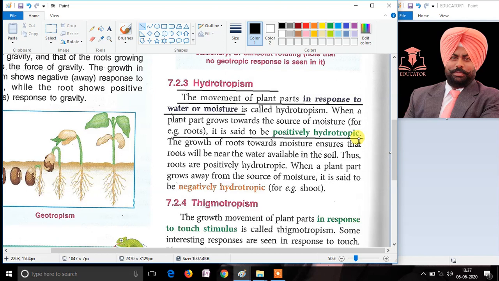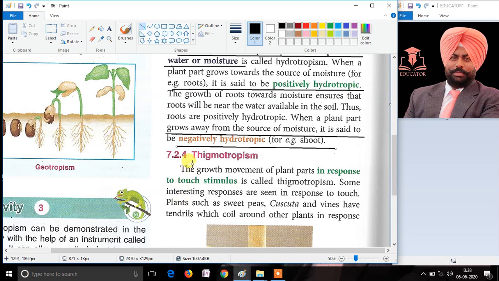The shoots of the plants have no concern with growth towards the source of water. Therefore, they usually grow away from the source of moisture, and we can say that the shoots are negatively hydrotropic. So this was the trophic movement hydrotropism, in which we have studied that the roots generally grow towards the source of water, that is positive hydrotropic, and the shoots grow away from the source of water, that is negatively hydrotropic. The next trophic movement which we are going to discuss in this video is thigmotropism.